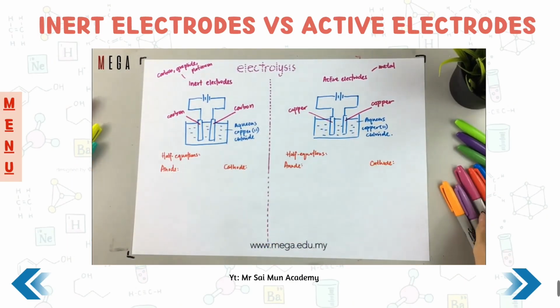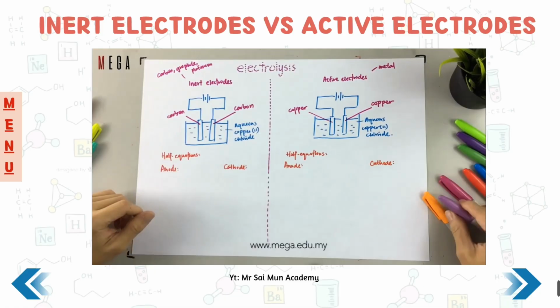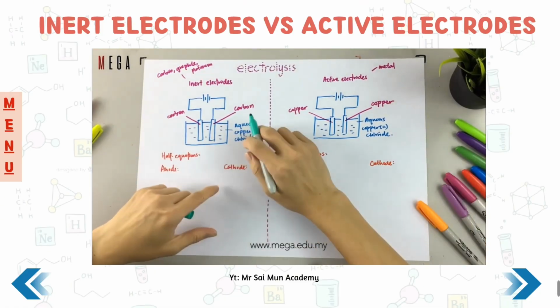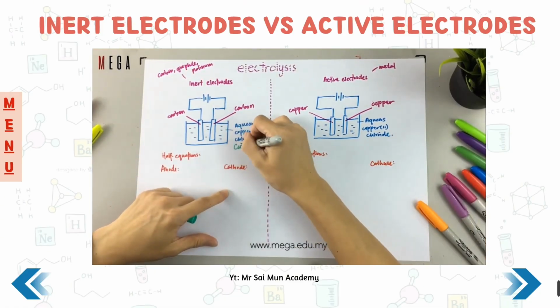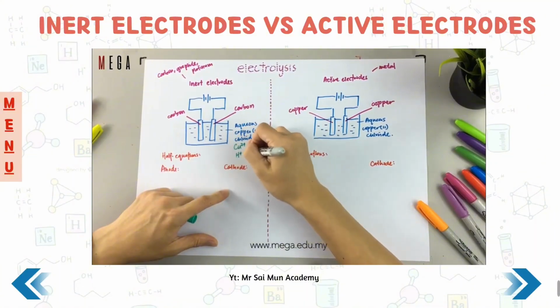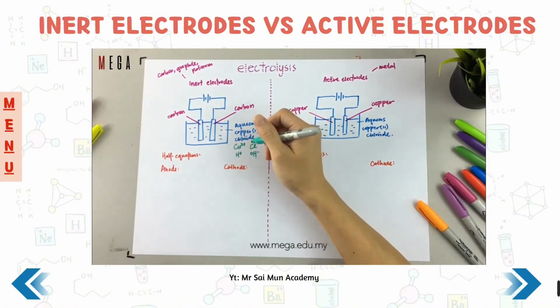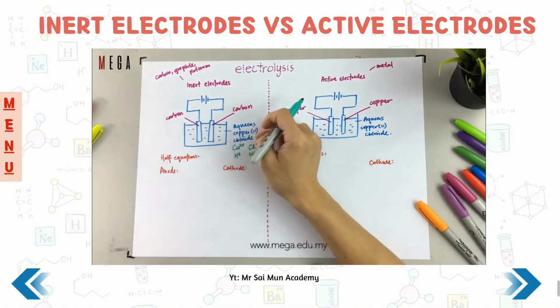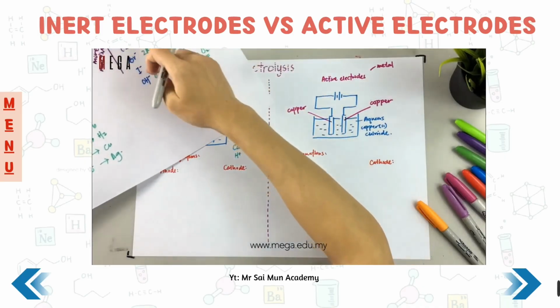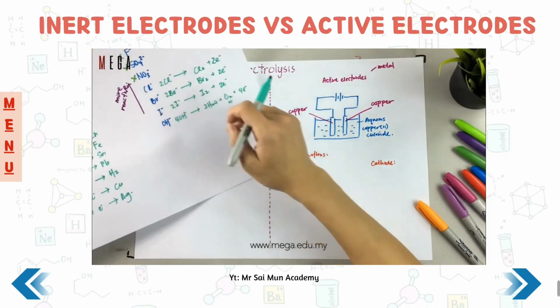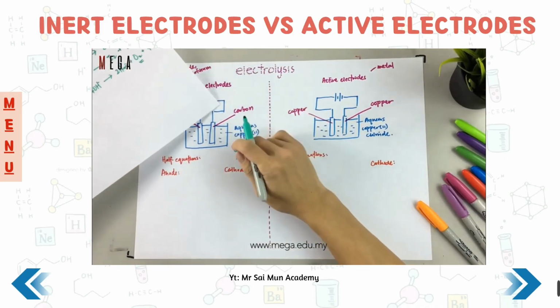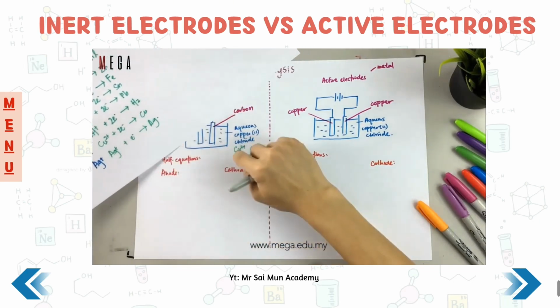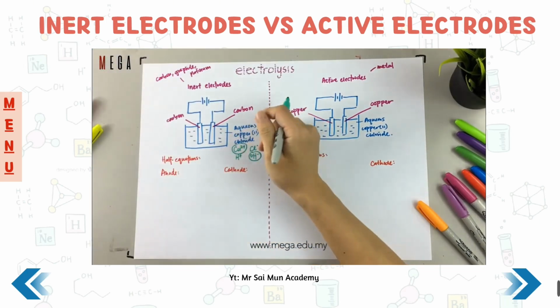Before we look for the half equations, always list out all the ions present inside the electrolyte itself. For example, it's copper and chloride. Since it's aqueous, there's hydrogen and hydroxide as well. So which one will get discharged based on the position? Hydroxide is lower than chloride, therefore hydroxide gets discharged. Copper and hydrogen, therefore copper gets discharged.